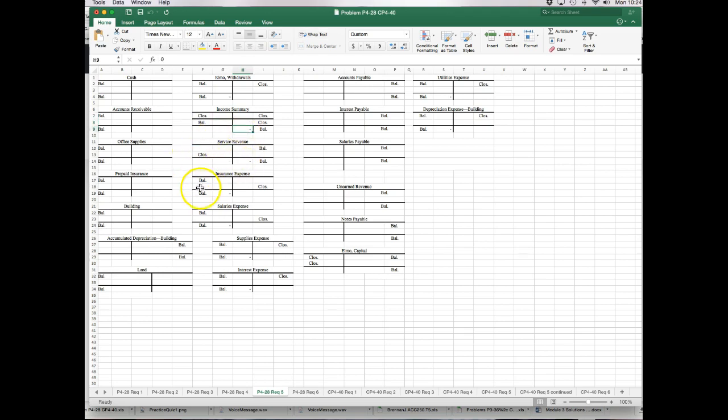Other than that, if it does not have a closing title here, you're just simply going to be pulling over the balance from the adjusted trial balance. So for instance, none of our closing entries affected cash.